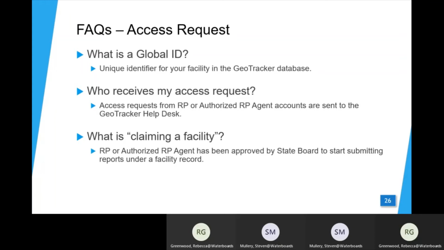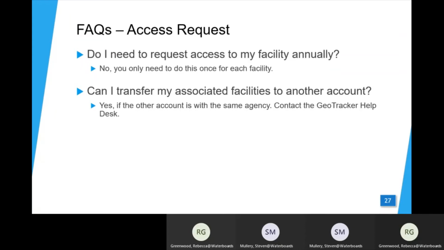What is claiming a facility? Claiming a facility is when an RP or authorized RP agent has been approved by the GeoTracker Help Desk to start submitting reports under a facility record. Next slide.